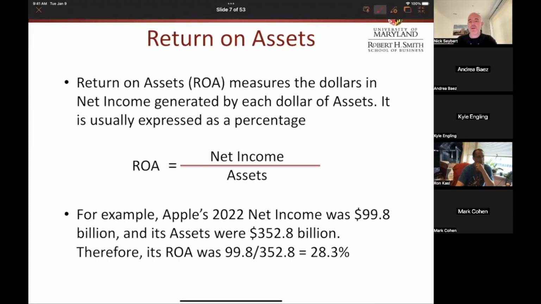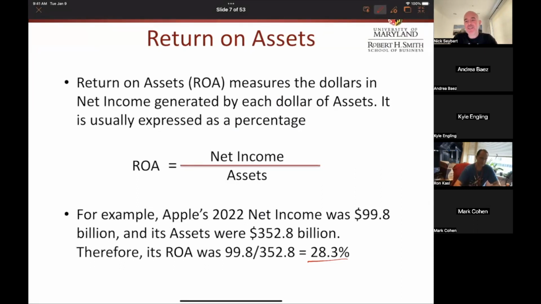So for example, I just checked the other day, Apple's 2022 net income, almost 100 billion, right? And its assets were 352 billion. So its ROA is one divided by the other, which is, so Apple's earning 28.3% return on assets. Now, is that a lot? It sounds like a lot.